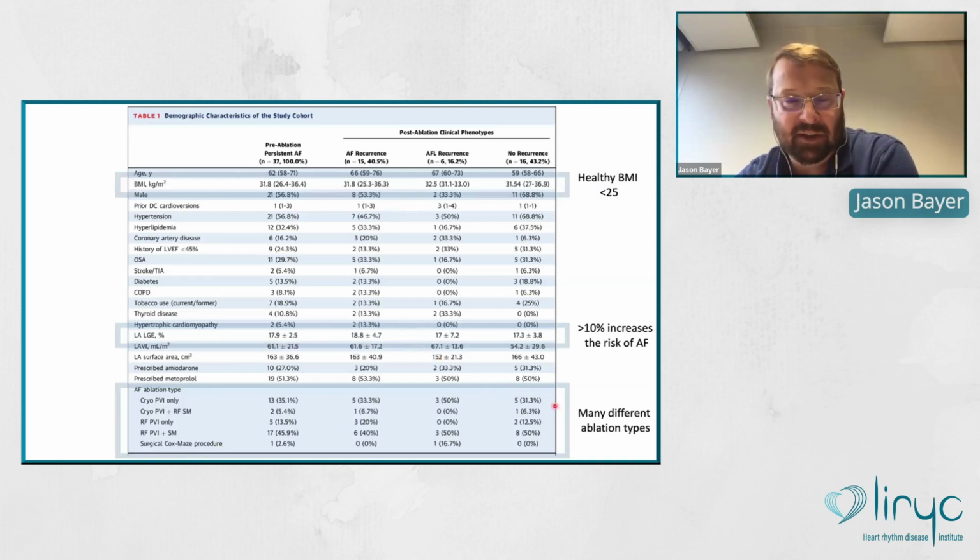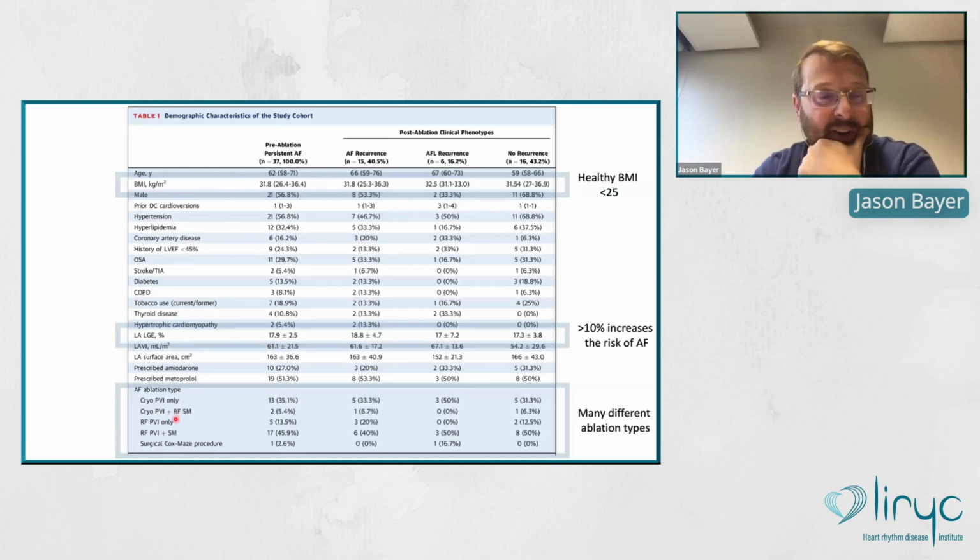And the other thing I found interesting is that the ablation is not one-size-fits-all. They have many different ablation procedures, from cryo to radiofrequency to even one Maze Cox, which I don't know why that's even an ablation type, but there are many different approaches. So the strategy for the ablation is not the same. But for the patient cohort, we can agree that before and after, they all had fibrosis and they all had risk factors for AF.